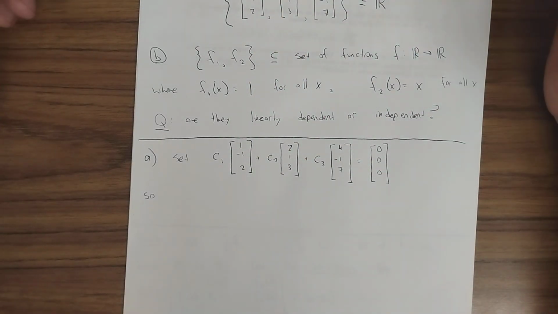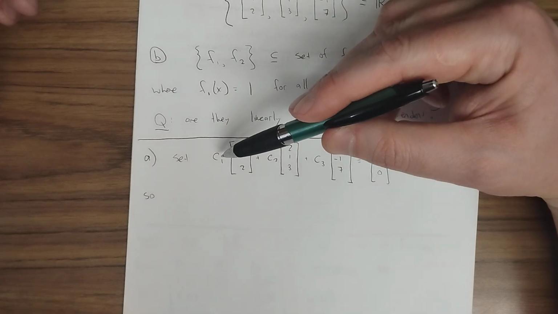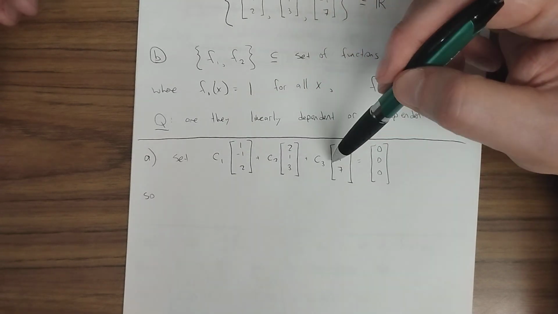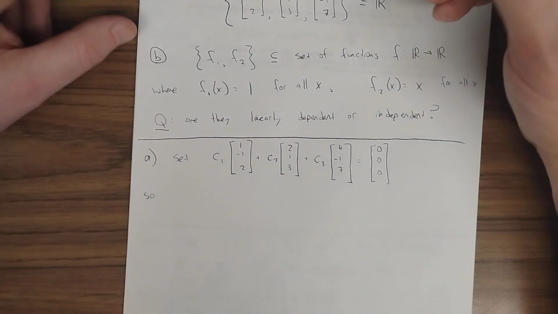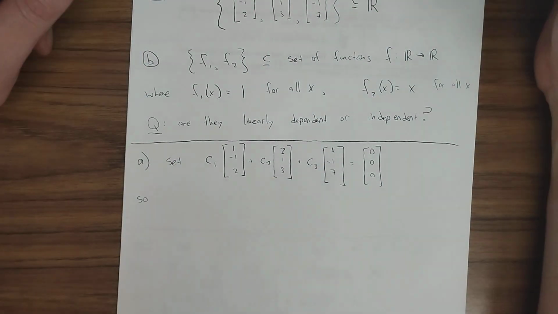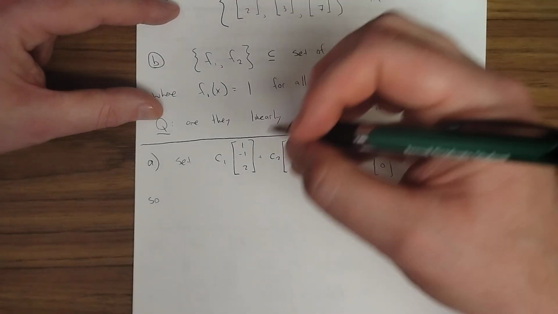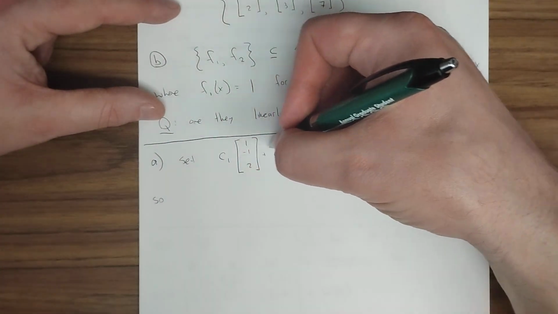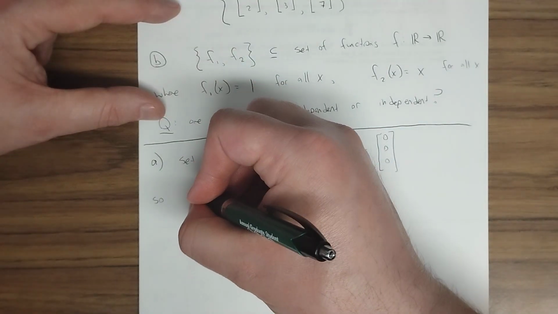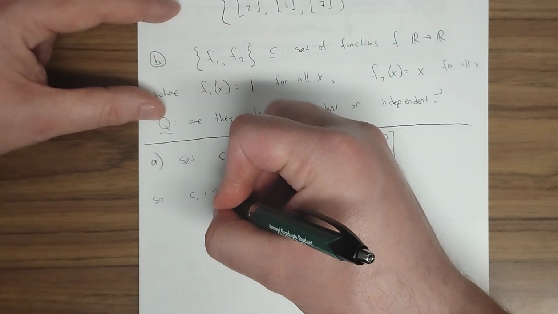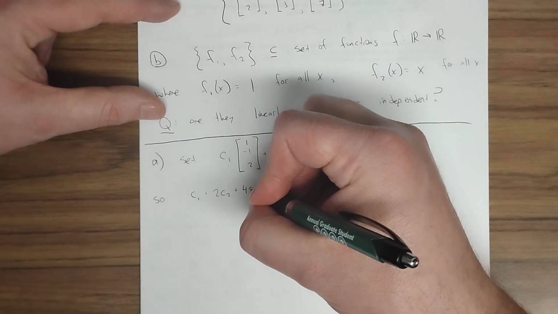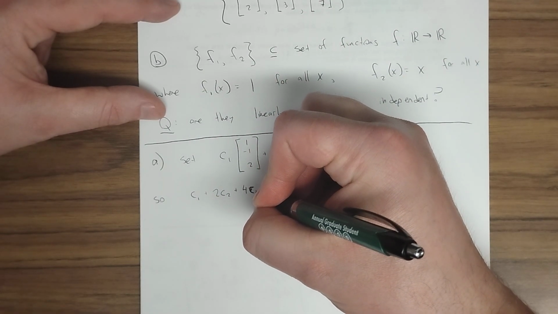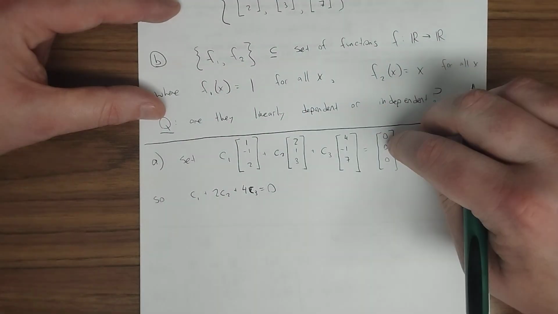So I'm trying to solve this equation, or more specifically, I'm trying to determine whether the only solution to this is when C1, C2, C3 are all 0. So actually, this turns into a linear system like what we're familiar with. If I just go across the top row, C1 times 1 plus C2 times 2 plus C3 times 4 equals 0.